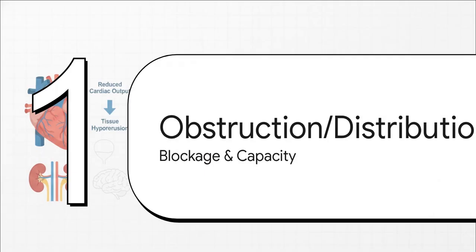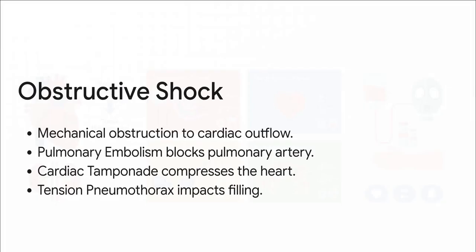All right, Section 4, obstruction and distribution failures. What happens when the vessels themselves are the problem? Category 3 is obstructive shock. And this is exactly what it sounds like, a physical roadblock. It's a mechanical obstruction to cardiac outflow or filling.